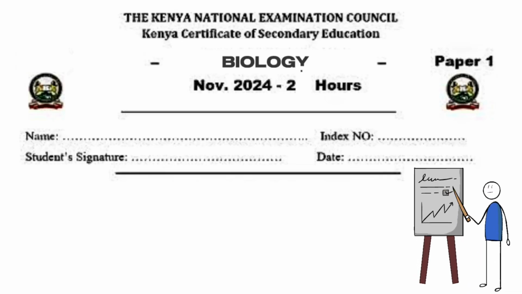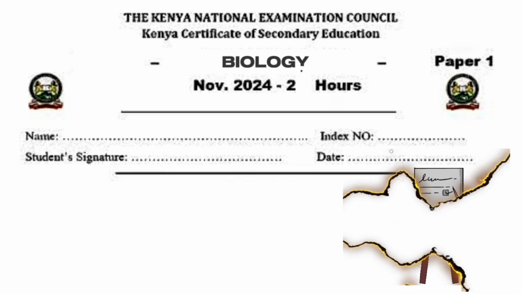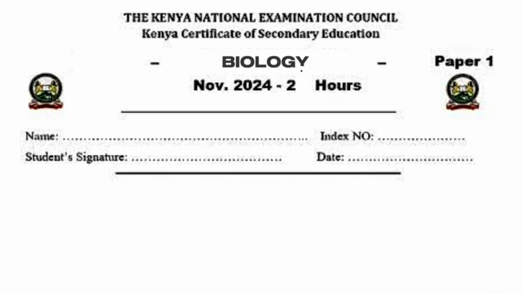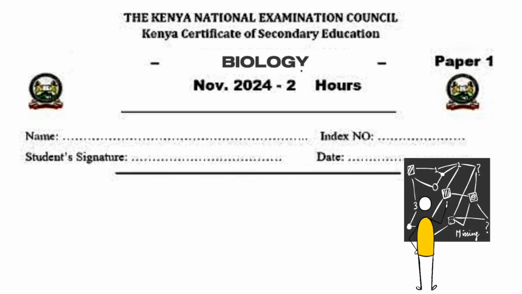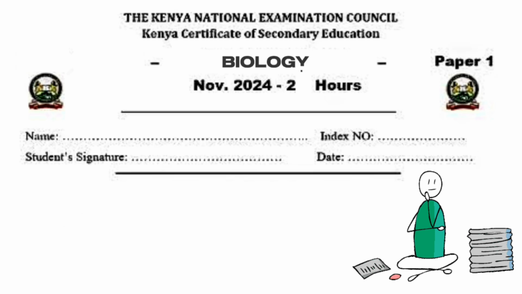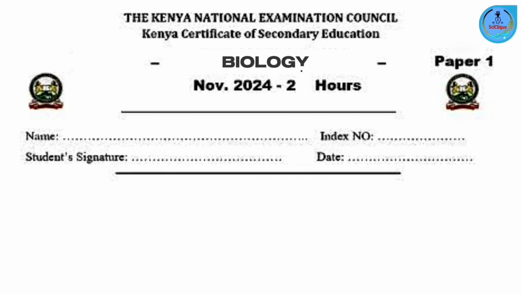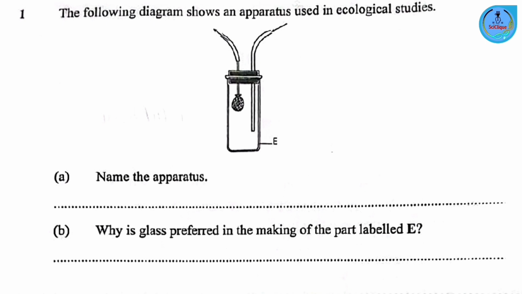Okay guys, get ready for an intense revision session for the KCSE 2024 Biology Paper 1. I'm not just going to go through the questions, I will break down each question, thoroughly discuss the concepts and ensure you understand the underlying principles. By the end of this session, you will feel confident enough to tackle such an exam by yourself with ease. Let us start. Question number 1.